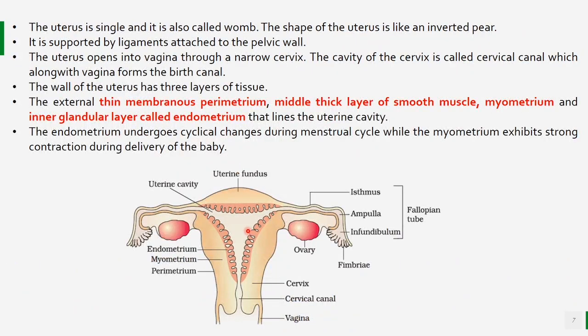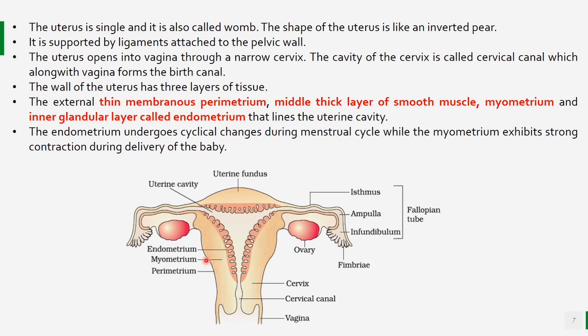The uterus is single and it is also known as the womb. The shape of the uterus is like an inverted pear. It is also supported by ligaments attached to the pelvic wall. The uterus opens into the vagina through a narrow cervix. The cavity of the cervix is called the cervical canal, and along with the vagina it forms the birth canal.